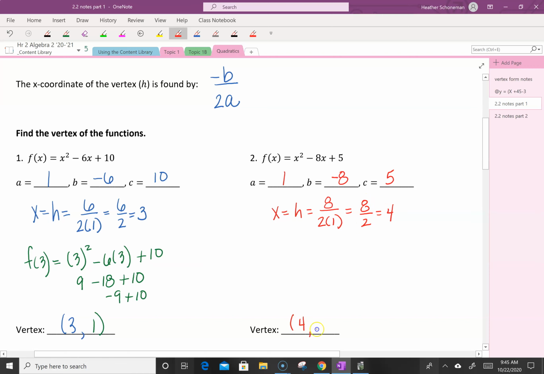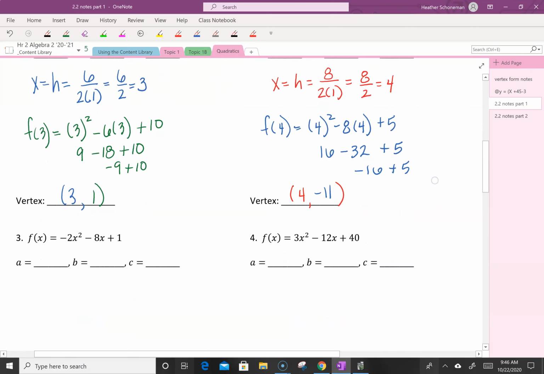So that's our x-coordinate. And now we need to take it and plug it into our equation so that we can find our y. So I'm going to plug in 4. 4 squared is 16. Minus 32 plus 5. So this is -16 plus 5, which is -11.